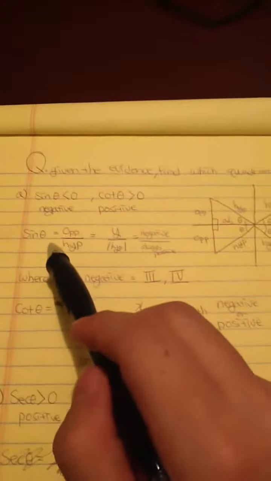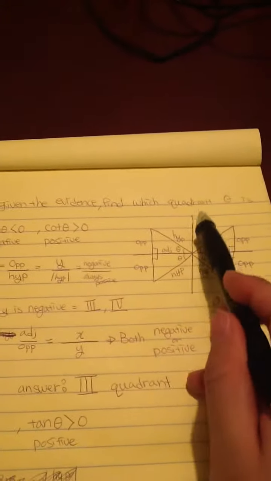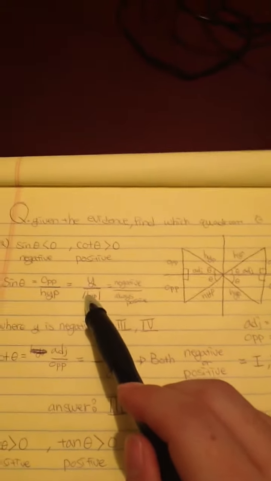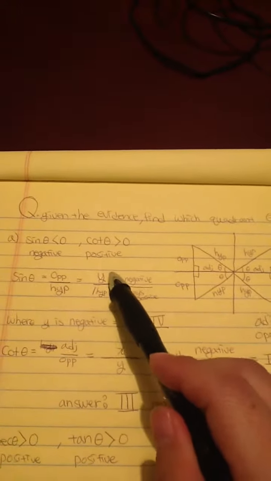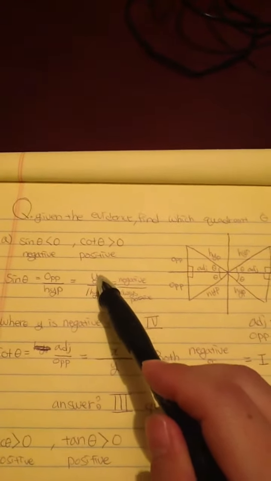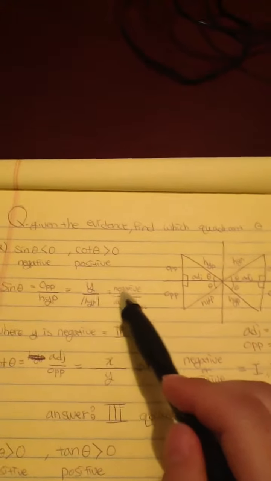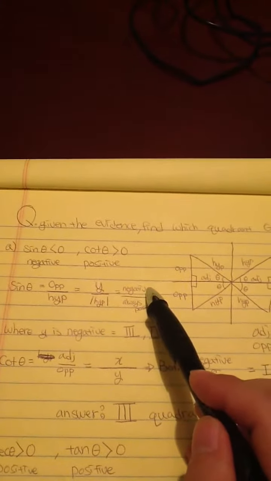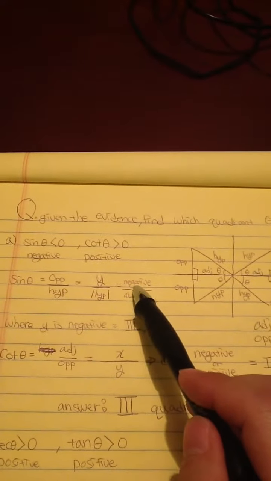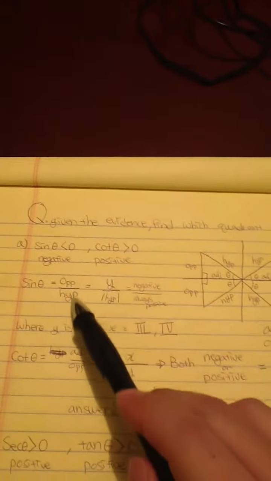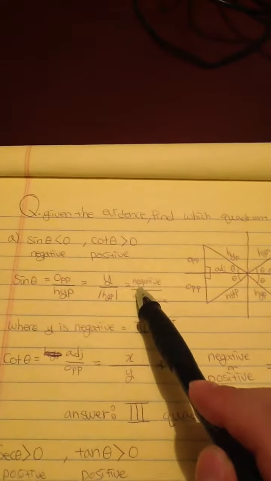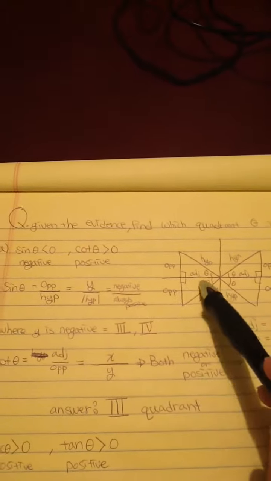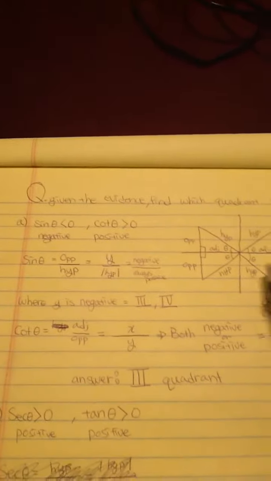Sine theta is opposite over hypotenuse, which means opposite, which is y, and hypotenuse, which is always positive. So in the sine function, we always have to care about the y only. When y is negative, the sine function is negative, and when y is positive, the sine function is positive. In this, we have to find which quadrant where y is negative. Y is negative in the third and fourth quadrant.